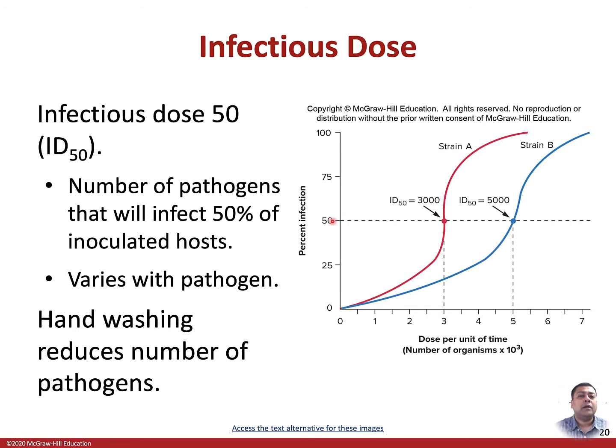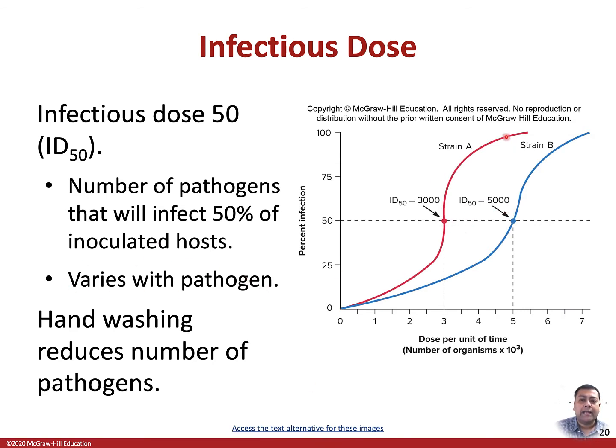So here we are going into some of the very specifics of that, what is known as the infectious dose 50%, which is popularly known as ID50. The definition is the number of pathogens that will infect 50% of the inoculated hosts is known as the ID50. This varies largely with the pathogen. So let's take a look at that.